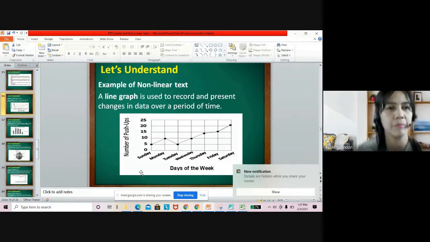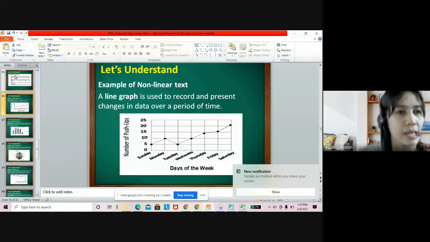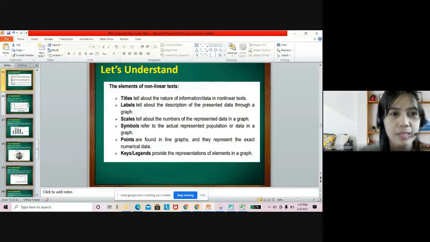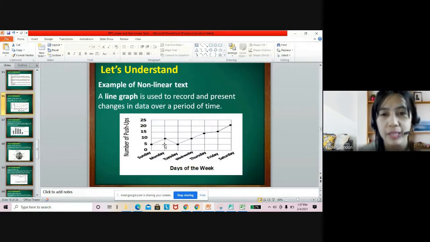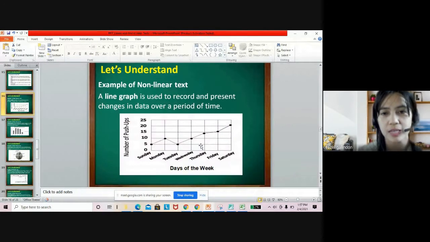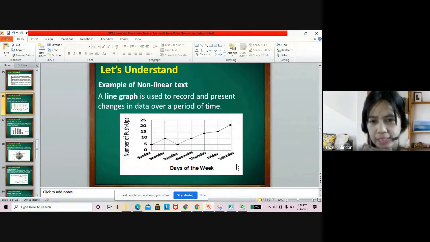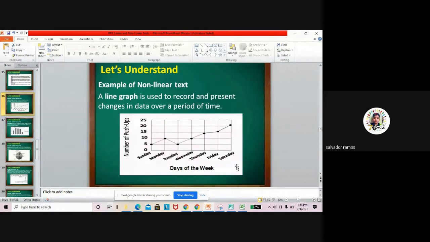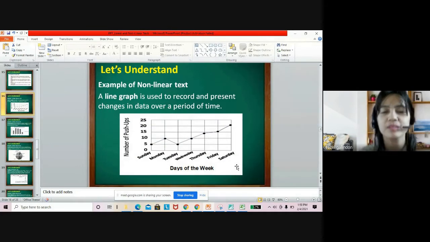Okay, so we have labels, we have scales, and the symbol here, of course, the symbol is the line. And the points are the black dots that you can see in the graph. Do we have a legend here? Can you see any legend in this line graph? None. Yes, there's no legend here. In my other examples, you can see a legend.